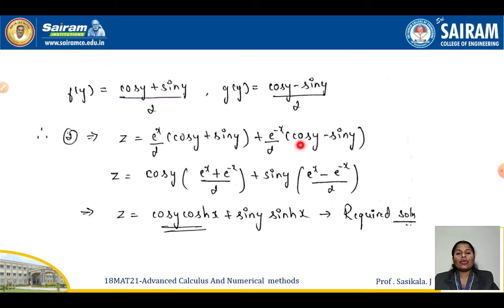Cos y you can take as common from the first and second term. I'll get inside (e^x plus e^(-x)) by 2. Got it? Again, sin y I can take as common, with (e^x minus e^(-x)) by 2. This is nothing but the hyperbolic cos term, and this is nothing but the sinh term. So cos y cosh x plus sin y sinh x is the required solution.